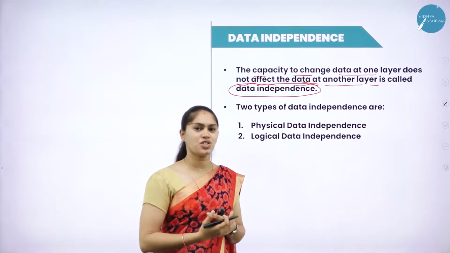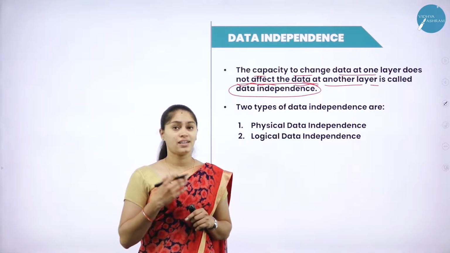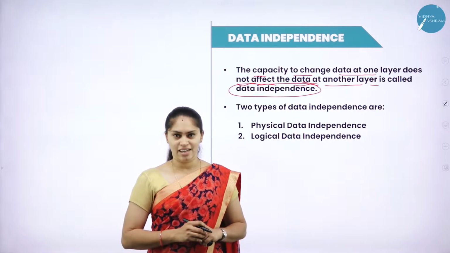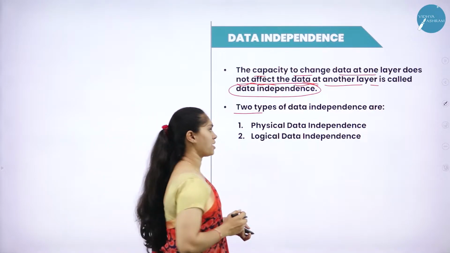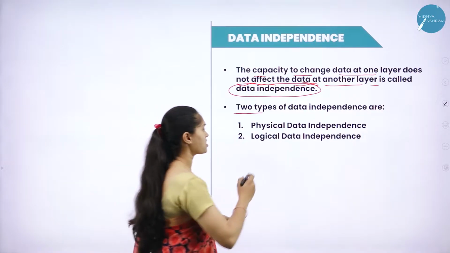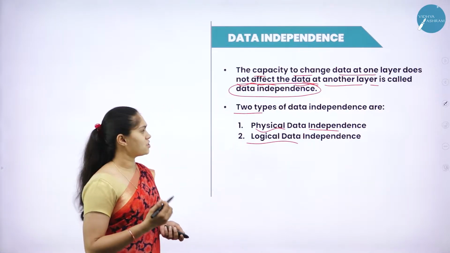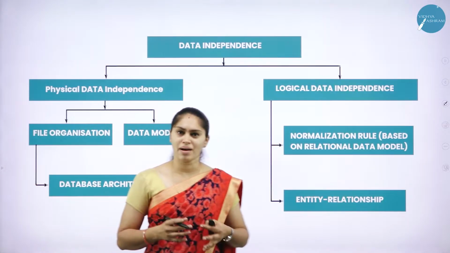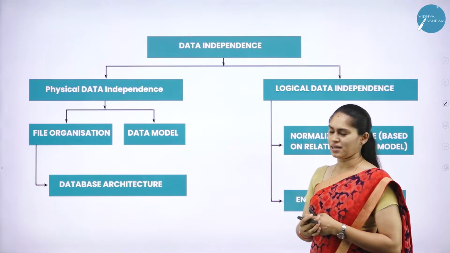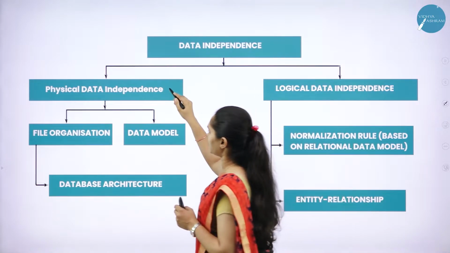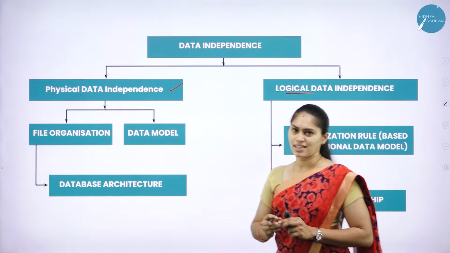So there must be independence between data in different layers. If I make any changes to the data in one layer, it should not affect the data of any other layer. So that is related to data independence. Here we have two types of data independence. It includes physical data independence and logical data independence. Now you can see the schematic representation of the classification of data independence. As I told, it has two categories. One is physical data independence and the other is logical data independence.